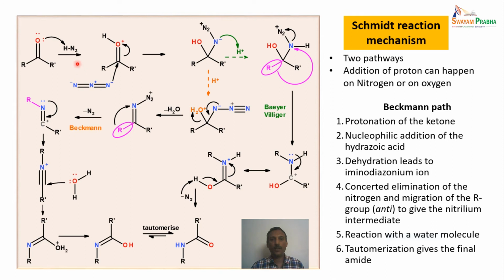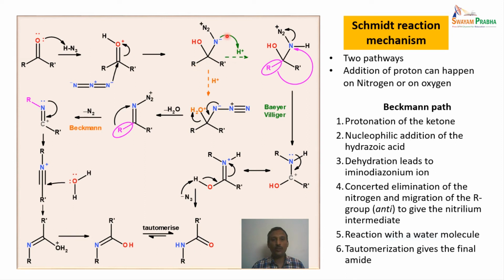And there is a different mechanism for ketones. In the previous one we saw how the acid can be converted to the amine. When we start with the ketone, we end up with the final product as an amide. So here the reaction mechanism is a little bit different. In the case of a ketone, the initial step is the protonation of the carbonyl oxygen. Once it is protonated, the oxygen being electronegative pulls the double bond electrons towards itself. So this carbon becomes more electrophilic, and this electrophilic carbon is attacked by the azide anion.